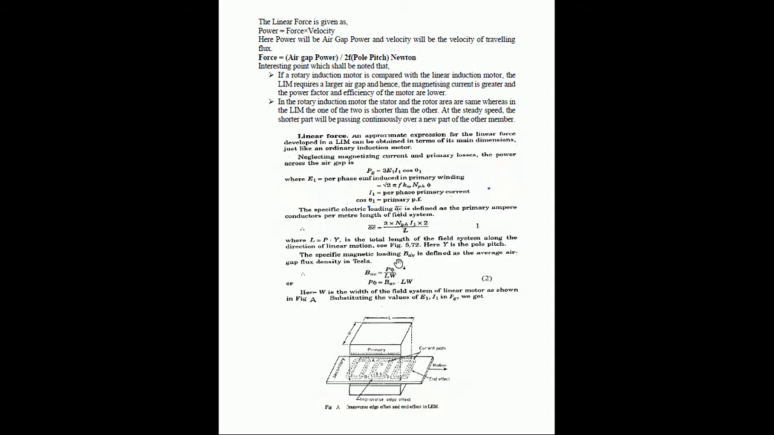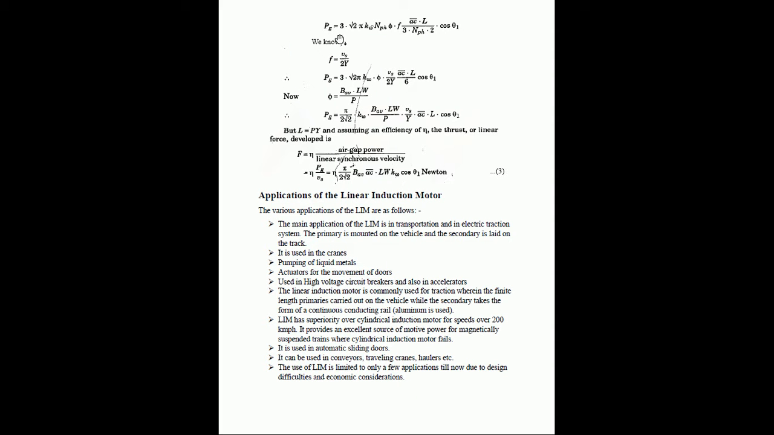Then the specific magnetic loading, Bav, is defined as the average flux density in the air gap, equal to P phi upon L W. Here W is the width of the field system of the linear motor, as shown in the figure. Substituting the values of E1 and I1 in the air gap power equation, we get Pg equal to this. We know f is equal to Vs upon 2Y. Then we get the expression of force as air gap power upon linear synchronous velocity. This was also discussed in the previous slide, but since this is a topic given as linear force, I discussed it here.